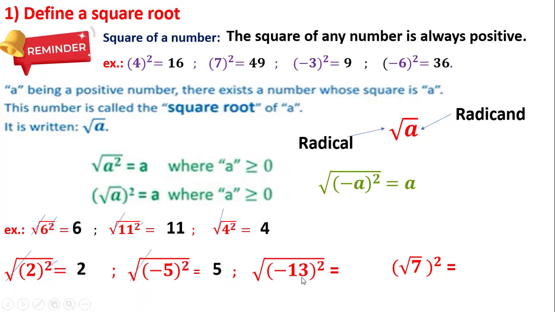Now, radical 2, all of it squared: the square cancels the radical. My answer is 2. Radical negative 5 squared, this is a negative base, the exponent is even, so it becomes positive, and the square cancels the radical, so my answer is 5. Radical negative 13 squared: also it becomes positive since it is a negative base and the exponent is even, so the square cancels the radical. My answer is 13. Radical 7, all of it squared: also the square cancels the radical, so my answer is 7. Please practice this exercise on a draft.